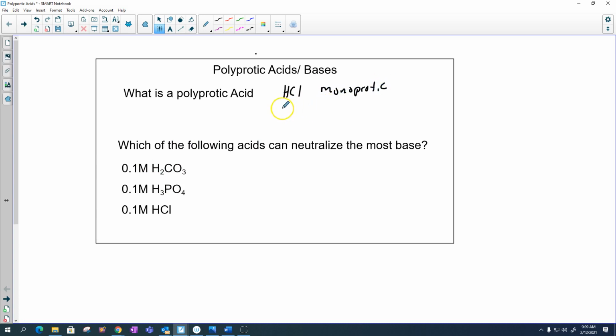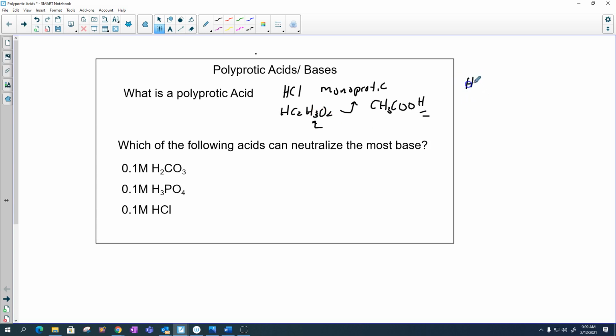You could have, for example, HC2H3O2. This guy also is monoprotic. This is vinegar, acetic acid. It's got other H's there, but those aren't weakened to a point where they can be released. This might be written as CH3COOH. That's another sort of organic way of writing vinegar. And this is the H that it will lose. Both of those are monoprotic.